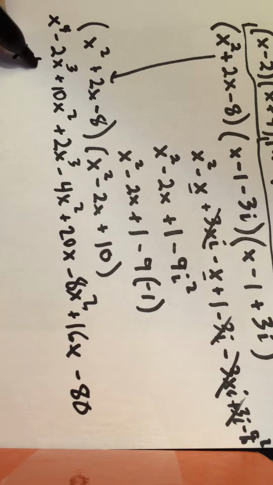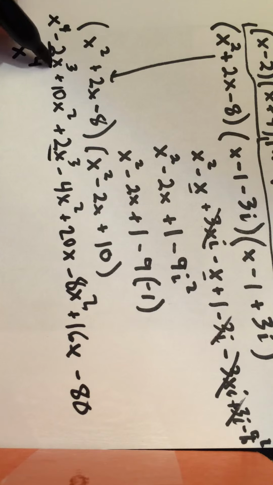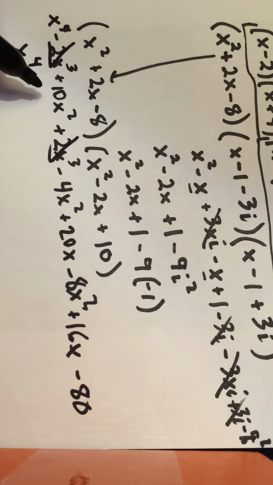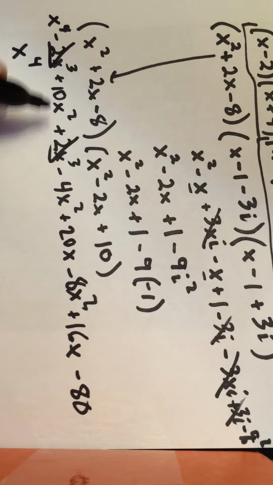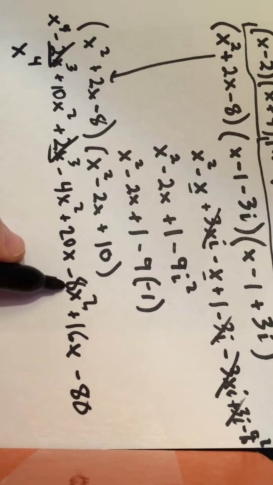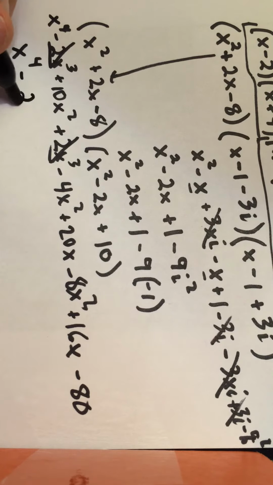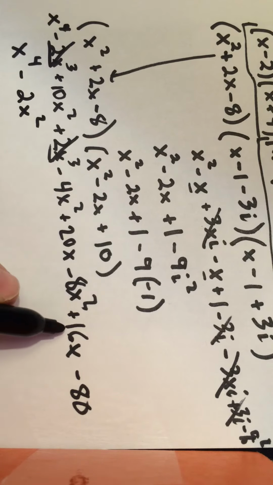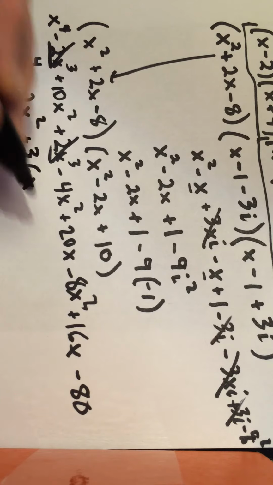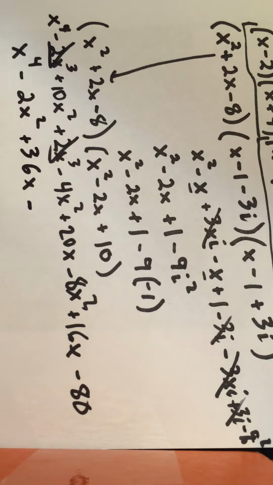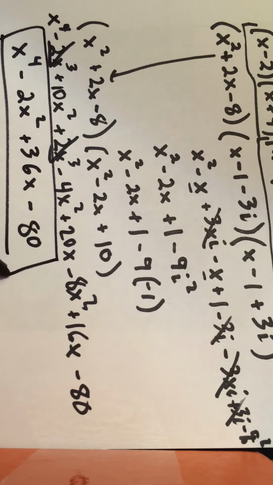Now combine all of the like terms. We have 1 x to the fourth term. These x cubed terms cancel each other out: minus 2x cubed plus 2x cubed. And we have 1, 2, 3 x squared terms: 10x squared minus 4x squared minus 8x squared, which is minus 2x squared. And we have 1, 2 x terms, plus 36x, minus 80. And this is your final polynomial.